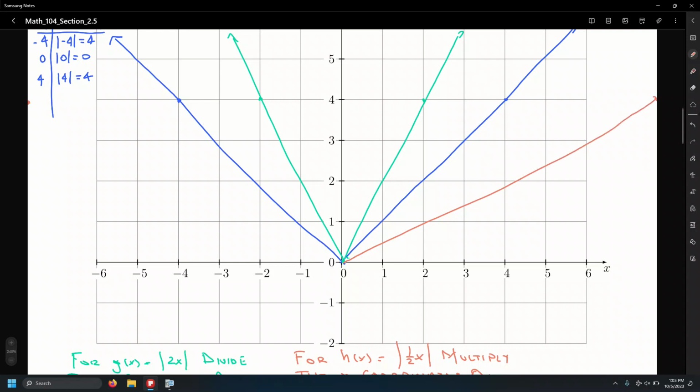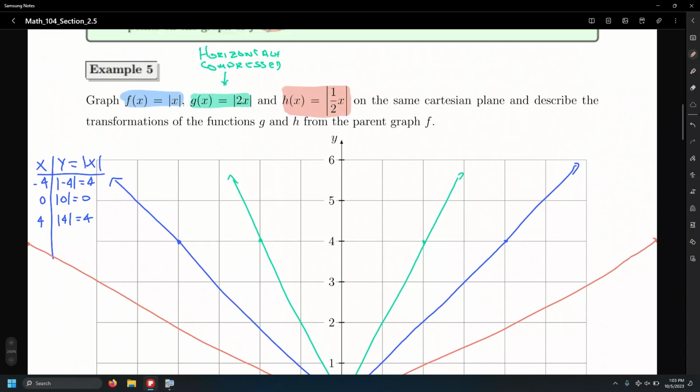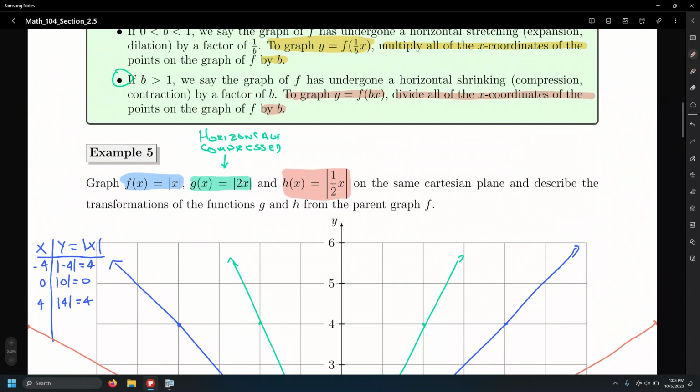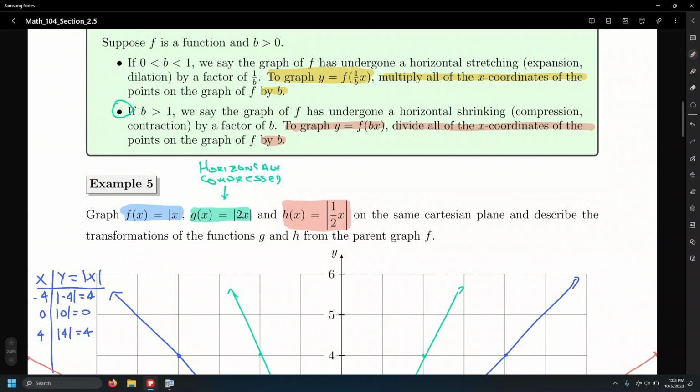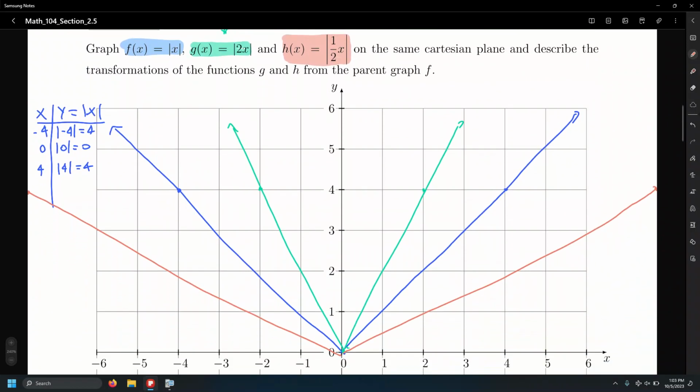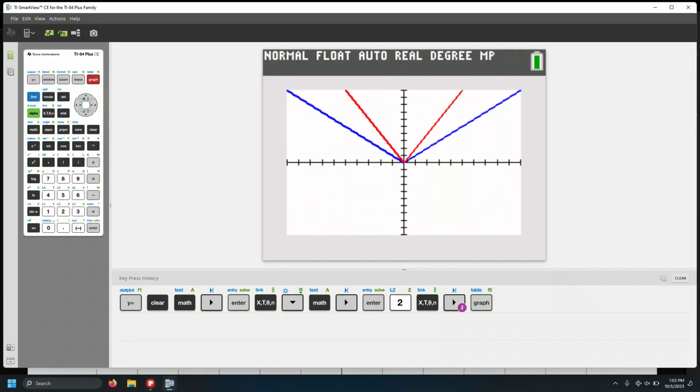Do you see in this case how this graph is horizontally, well, stretched, not compressed? It was actually stretched horizontally. It got wider. That's another way to describe it: wider, more stretched, or what else? There are other words over here: expanded, dilated.